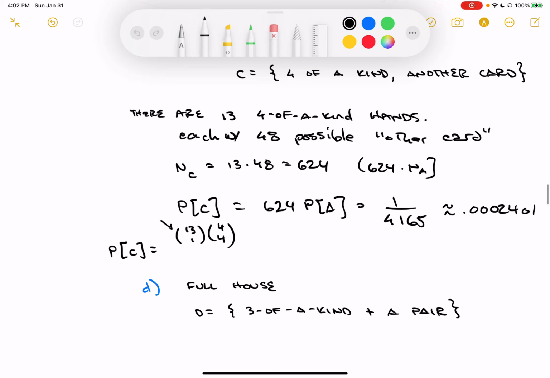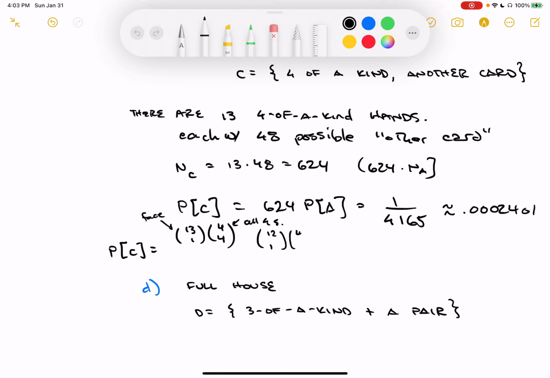This first one tells me which face I'm going to have, and this tells me I need all 4 suits in there, something along those lines. And then what do I have left? There's going to be 12 faces left for the other card, because I've already used up one of those faces, and I've got to choose one. That's going to be for my extra card.